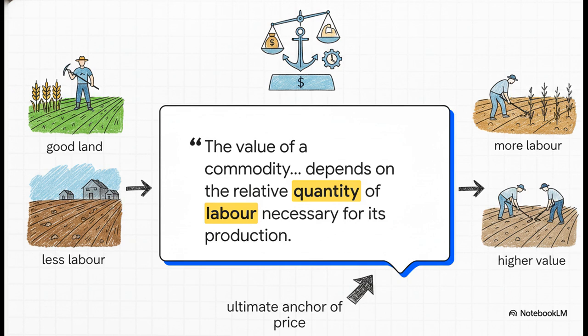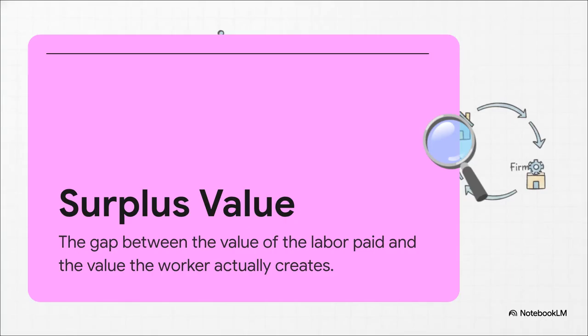Even when you're dealing with something like agriculture, Ricardo argued that as populations grow, we're forced to farm poorer, less productive land. That means it requires more labor to get the exact same amount of food. So the value goes up, and landlords charge more rent. For Ricardo, labor was the absolute anchor of price. Taking this labor logic a step further brings us to Karl Marx.